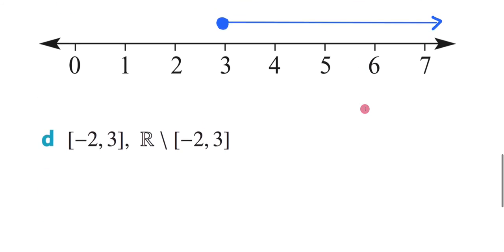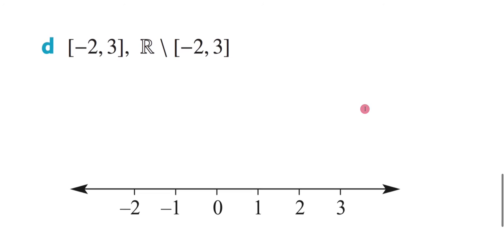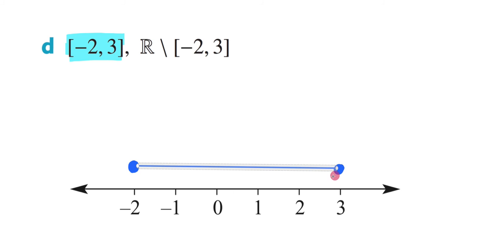Perfect. Let's now move on to our last question, which is D. And it's asking me to draw -2 to 3 with closed or square brackets. So I'm going to get my pen, come to -2 and put in a filled in circle. Come to 3, put in a filled in circle. Then put in a line between them.